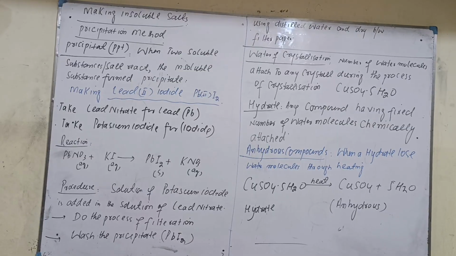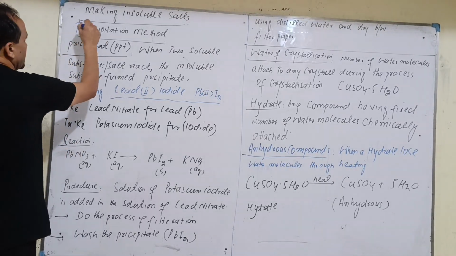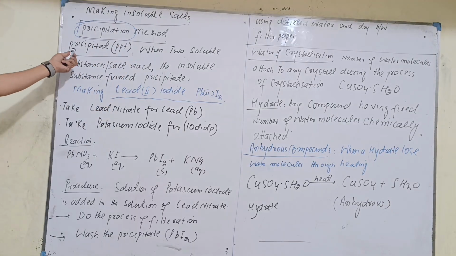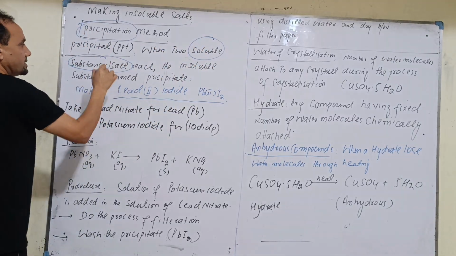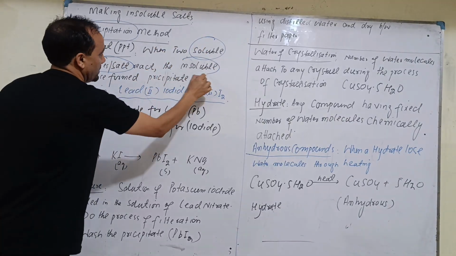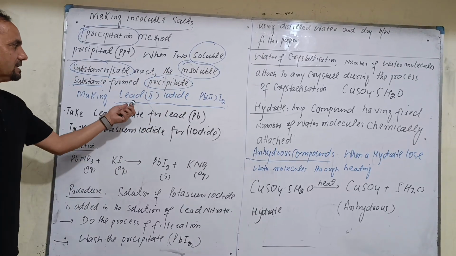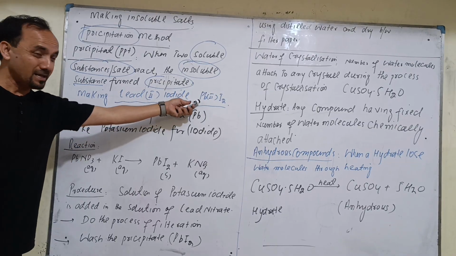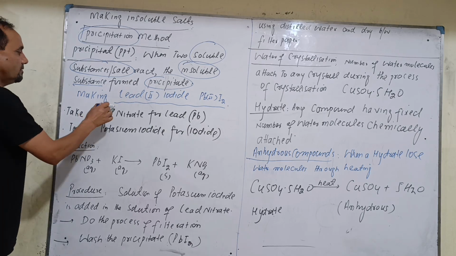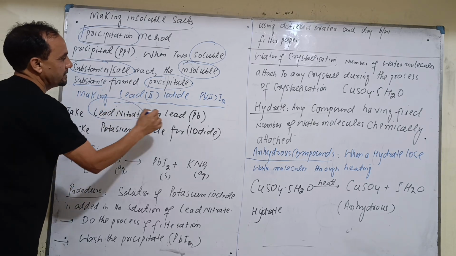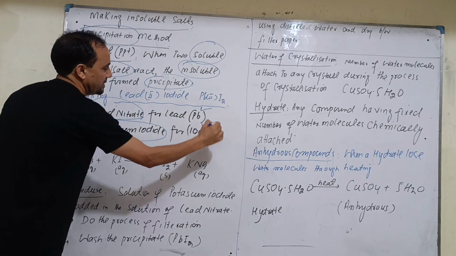Now how to make the insoluble salt? There is only one method, and that is called the precipitation method. So first, what is a precipitate? When two soluble substances or salts react, the insoluble product formed is called a precipitate. Now for example, we are going to make lead iodide. This is an insoluble salt. So we need two soluble salts. We will use lead nitrate to get lead, and we will use potassium iodide to get iodide.